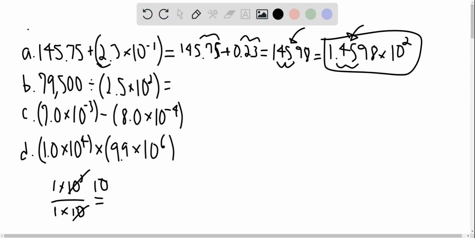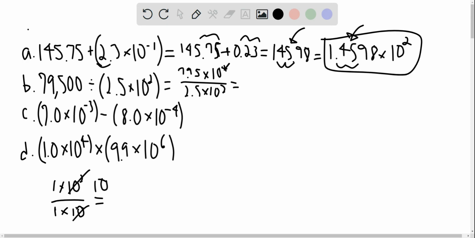So back to the question. Let's convert the top number, 79,500, to scientific notation. So it's 7.95 times 10 to the 4 over still 2.5 times 10 to the 2.